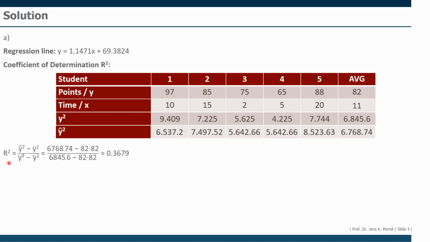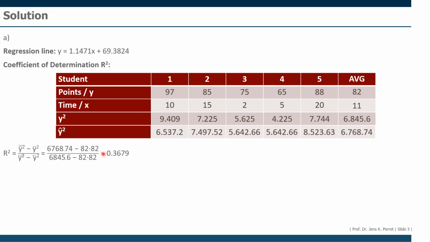That's a value always between 0 and 1, because this is the percentage of the variance of y which this model can explain. So here, our model can explain roughly 36.8% of the variance of y.